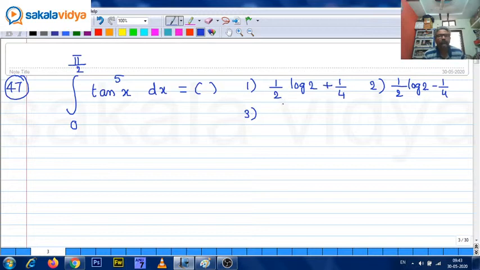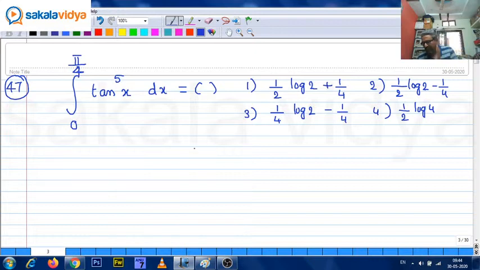Third option: 1 by 4 log 2 minus 1 by 4. Fourth option: 1 by 2 times log 4. Okay. So now we need to find integral 0 to pi by 2 tan x to the power of 5. Sorry, this is pi by 4. I have given it wrong. This is pi by 4. Whenever tan, cot, secant x or cosecant x is there, the limits 0 to pi by 4 apply; for sin cos we have the formula for 0 to pi by 2.